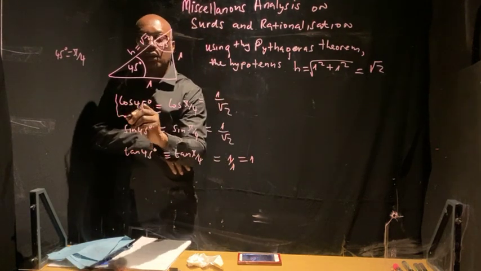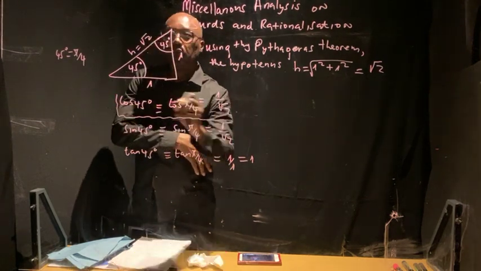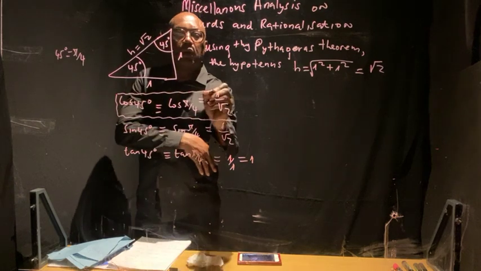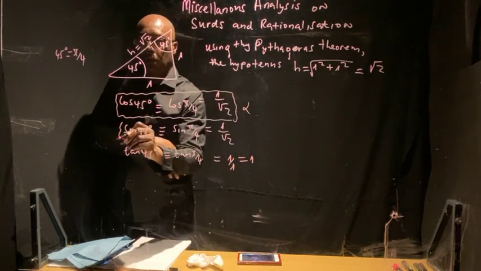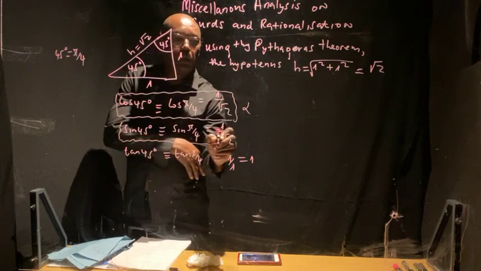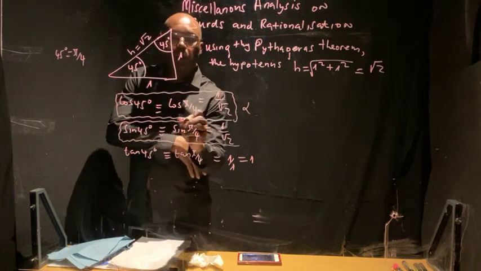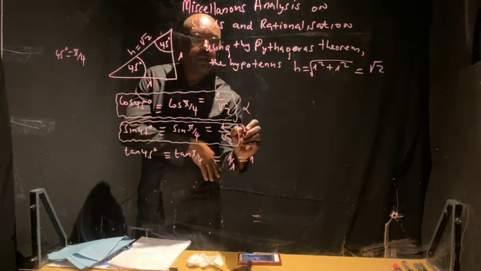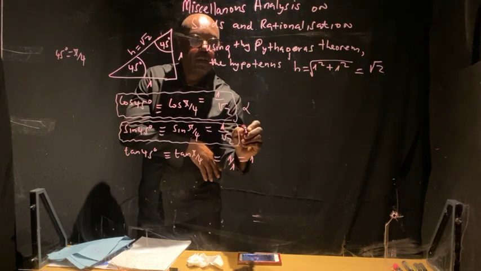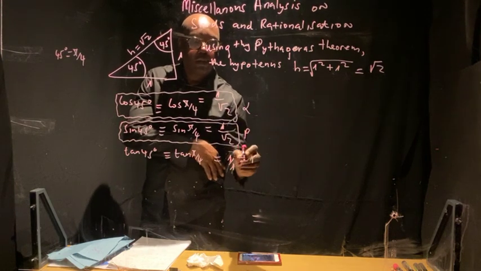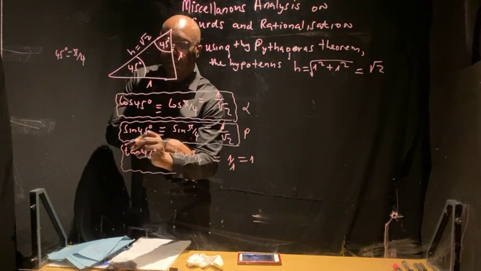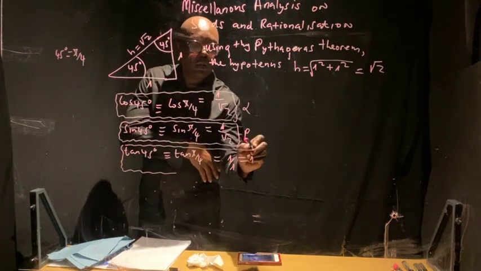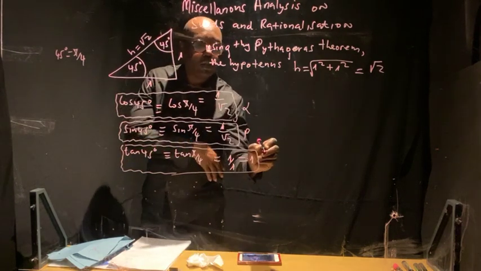This one, I'll call it equation alpha, and this one, call it equation beta. And this one, I will call it equation gamma.